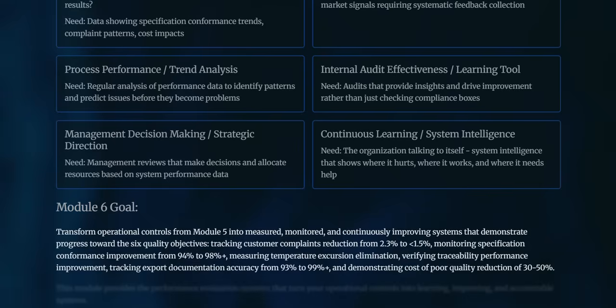Our goal today for Module 6 includes transforming organizational controls from Module 5 into measured, monitored, and continuously improving systems that demonstrate progress towards the quality objectives we have set, namely tracking customer complaints reduction from 2.3% to under 1.5%, monitoring specifications conformance improvement from 94% to 98%, measuring temperature excursion elimination, verifying traceability performance improvement, tracking export documentation accuracy from 93% to 99%, and demonstrating cost of poor quality reduction of 30 to 50%.